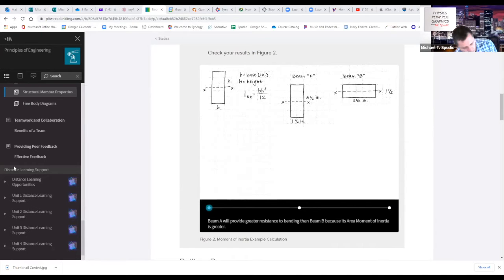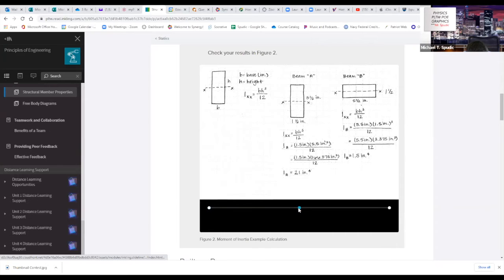Okay, all right. So let's look at beam A versus beam B, doing our calculation here. For beam A, our base in this case is 1.5 inches, where our height is 5.5 inches. The 5.5 is what gets cubed. And we get 21 inches to the fourth. Okay, 21 inches to the fourth. What about the other way? 5.5 is the one that's not cubed. The 1.5 is cubed. And we get 1.5 inches to the fourth.